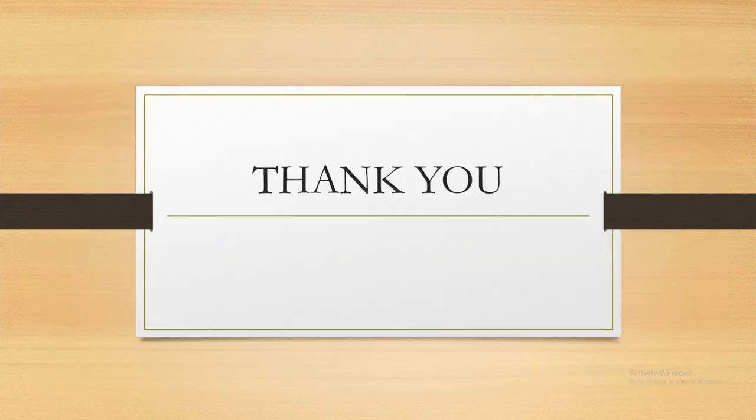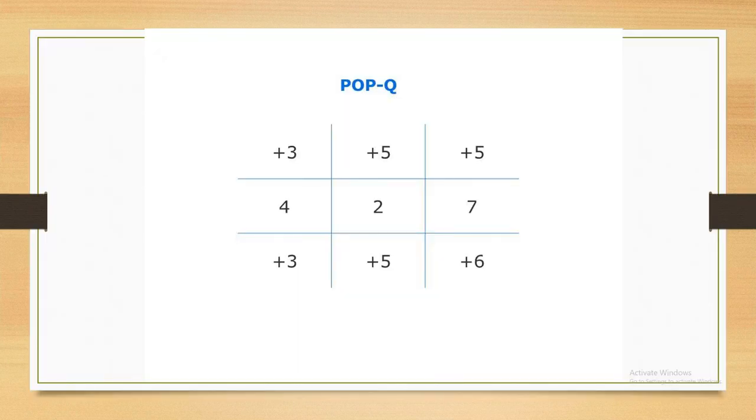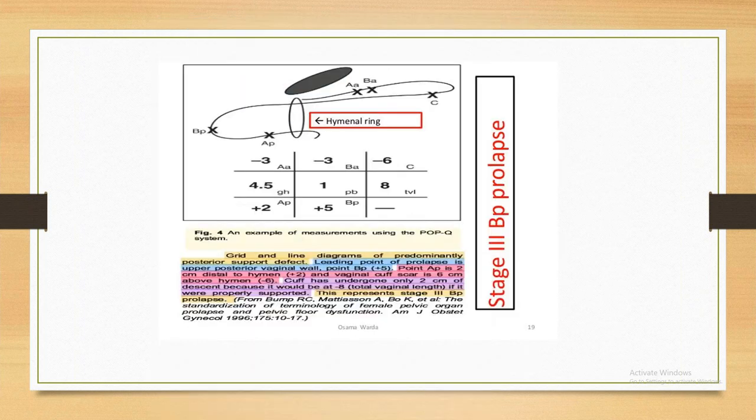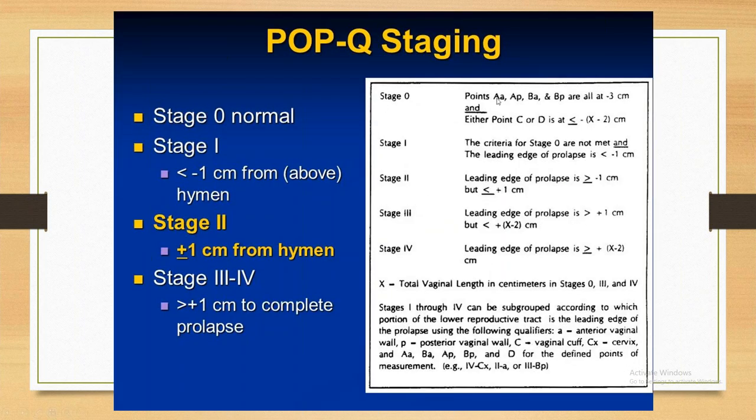So, any questions, girls? Dr. Mrudula, I didn't understand this point, that minus 2 is up to normal. What does that mean? It can be a normal position. See, the stage 0 classification is points Aa, Ap, Ba, Bp all at minus 3, and either point C or D at less than or equal to TVL minus 2. So when TVL is 10, it should be at minus 8 or less than minus 8, then it is normal. When there is a cervix, there is some cervical length that is coming. Am I right? So TVL you are measuring from the hymen to the posterior fornix when the uterus is intact.